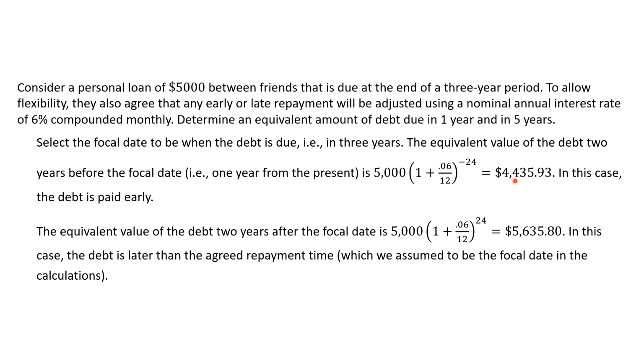So the person providing the loan is kind of giving a break to his or her friend in this case, if they pay it back early. And if they come back late after 2 years, then this is a little bit more what we're accustomed to. Then it would just be the 5,000, and then the interest would be charged for 2 years. So it would be 5,635.80. So in this case, the debt is later than the agreed repayment time, which we assume to be the focal date in the calculations.